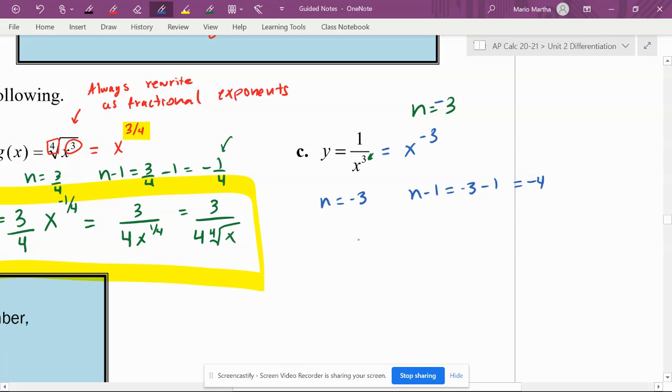So we're going to have y prime equals, and then n, which is negative 3, times x to the negative 4, which is our new exponent. And then again, rewrite it with a positive exponent. So this would be negative 3 over x to the 4th. And that's y prime.